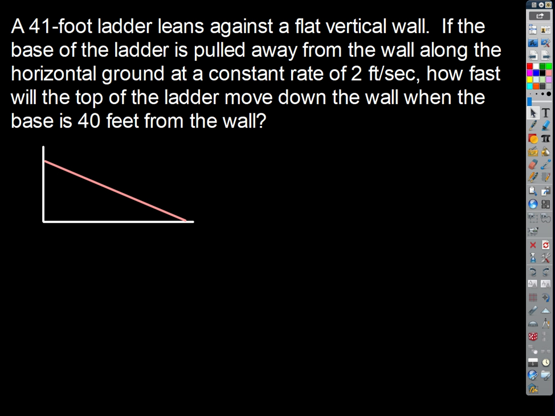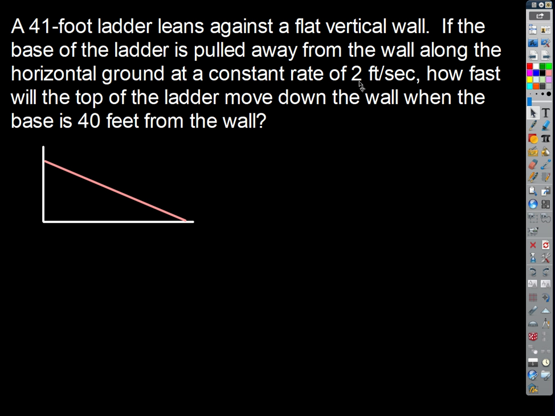So we've got a 41-foot ladder leaning against a flat vertical wall. The base of the ladder is pulled away from the wall along the horizontal ground at a constant rate of 2 feet per second. How fast will the top of the ladder move down the wall when the base is 40 feet from the wall?